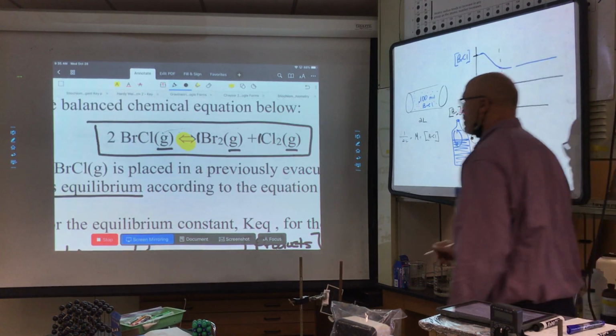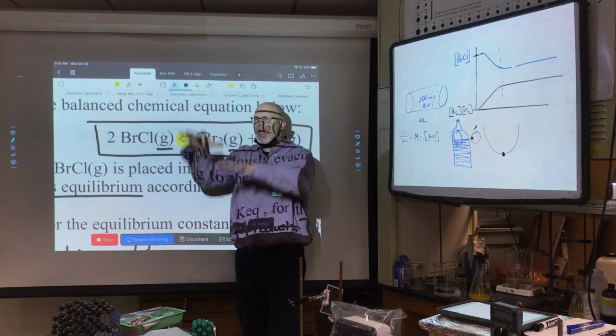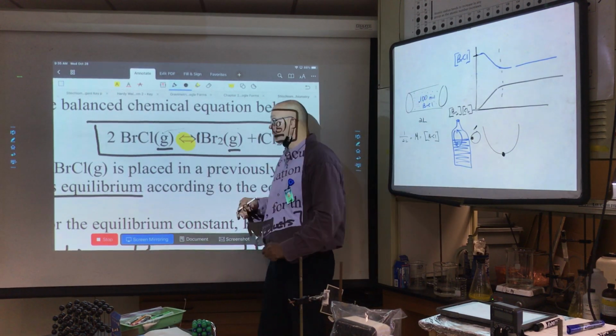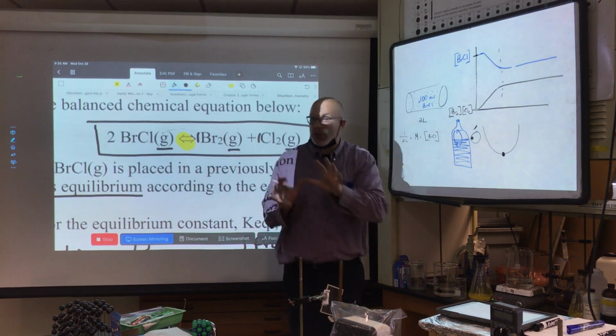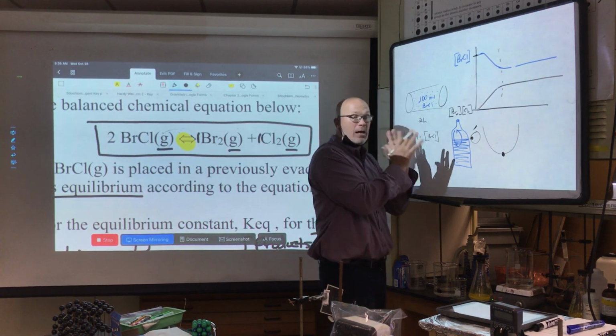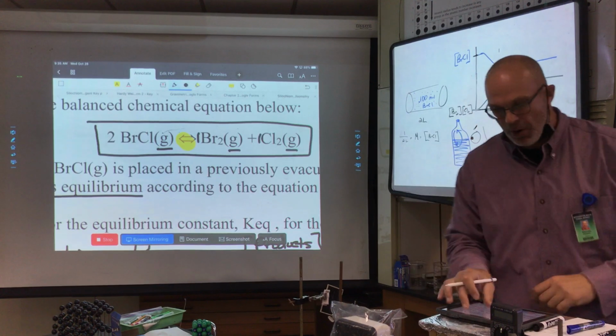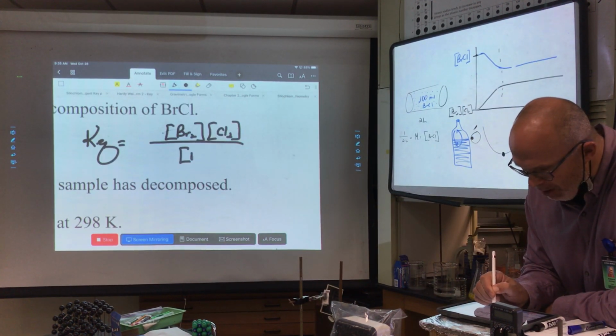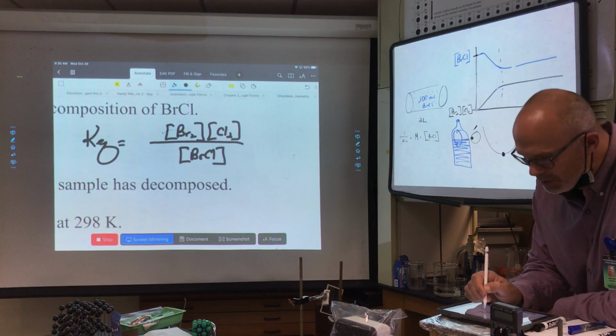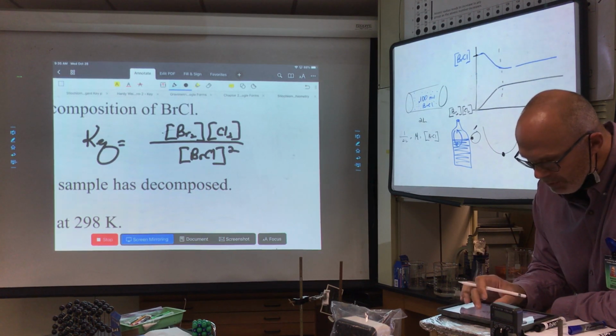When we write an equilibrium expression, that tells me who's favored once we get to this position. Solids or liquids do not apply. Only gases and aqueous species can have a molarity. So, products over reactants. My reactant is BrCl, and because it has a coefficient of 2, we put it to the power of 2.